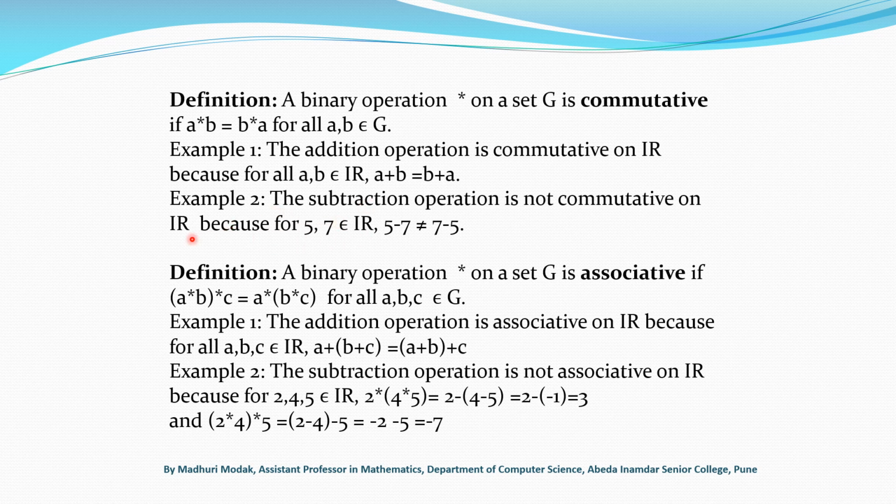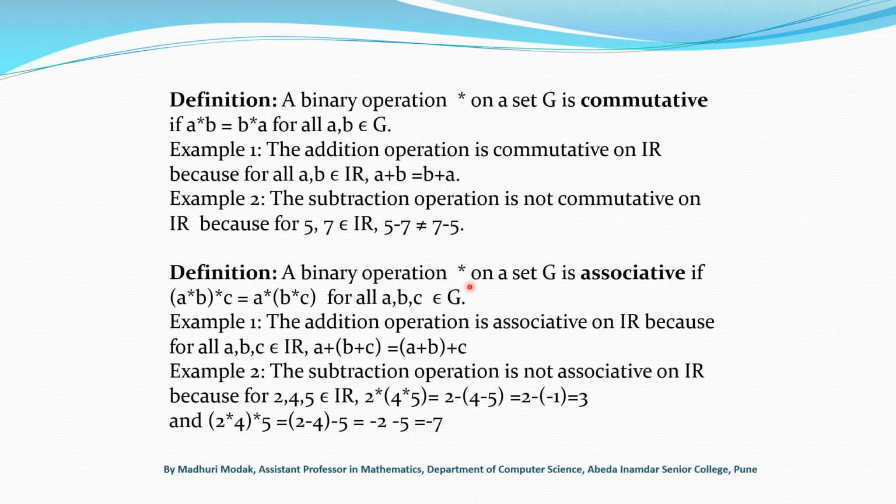Now see, if I consider 5 and 5 itself, then 5 minus 5 is 0, and again changing the order I get 5 minus 5, 0. In that case I am getting equality, but it is only when A and B are equal. When A is not equal to B, then A minus B and B minus A are different. So as we have seen in the previous remark, the subtraction operation is not commutative on the real number set.